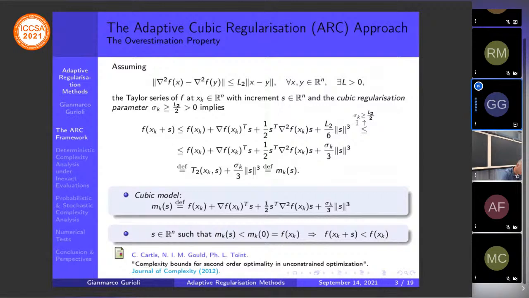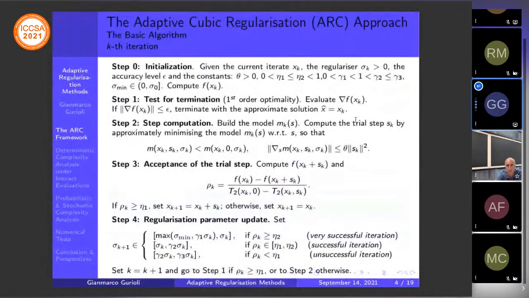This can be done whether the cubic regularizer sigma k overestimates a half of the Lipschitz constant L2 for the Hessian, which is generally unknown and non-trivial to estimate. So the idea is to choose the regularizer adaptively in order to ensure the overestimation property with a prescribed decrease of the objective function values. The basic algorithm works accordingly.